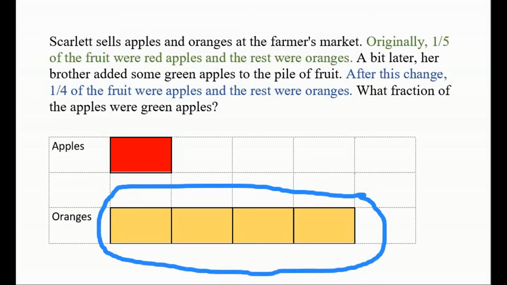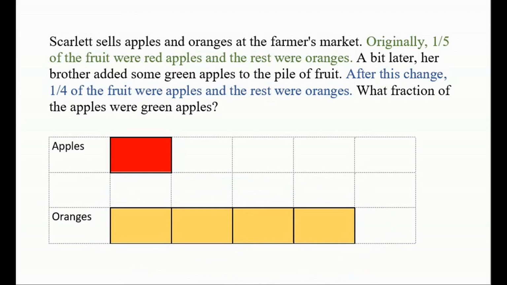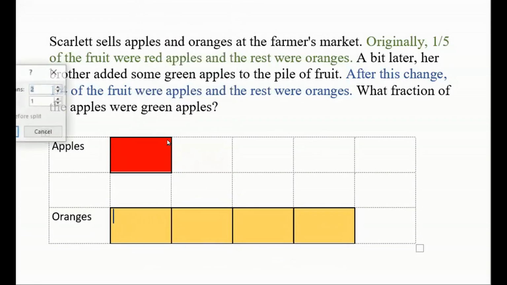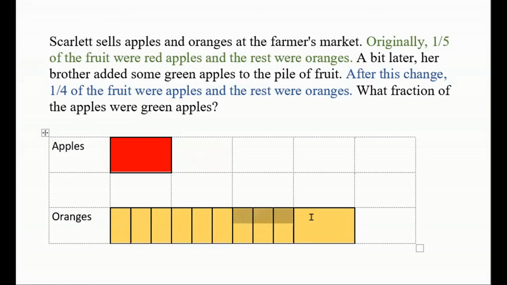What's a good way to do it? Let's try it. A good way to do it would be to go back and split each cell for orange into 3 parts. Sliver is 1/3 of a cell. I'm going to split everything into 3 parts, and might as well go ahead on top and do the same for apples.